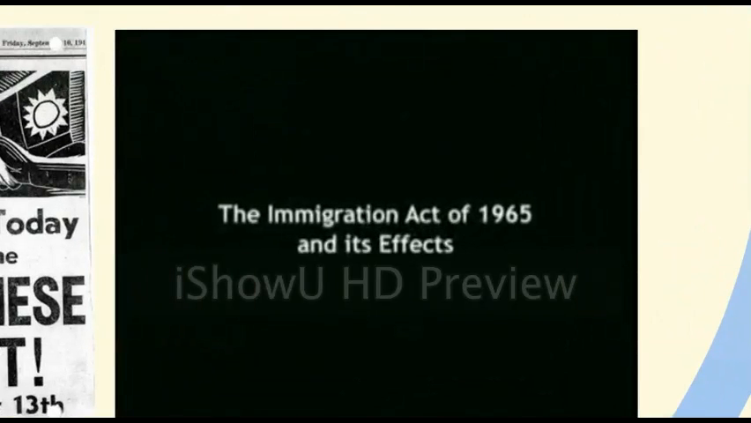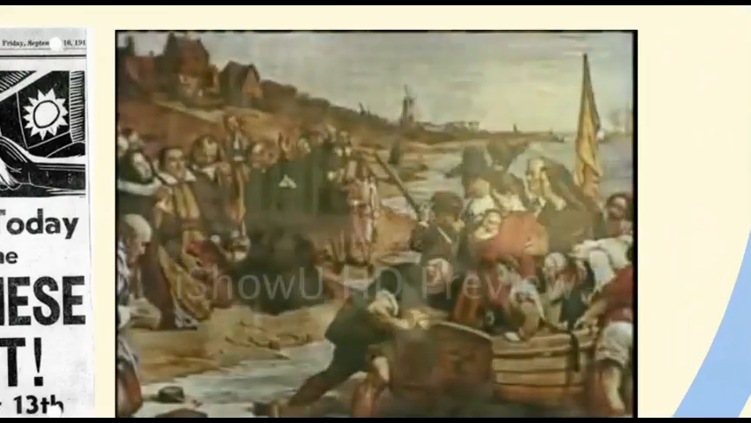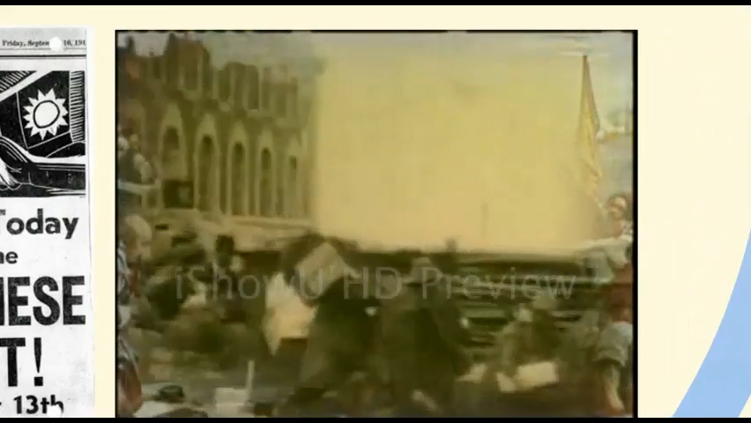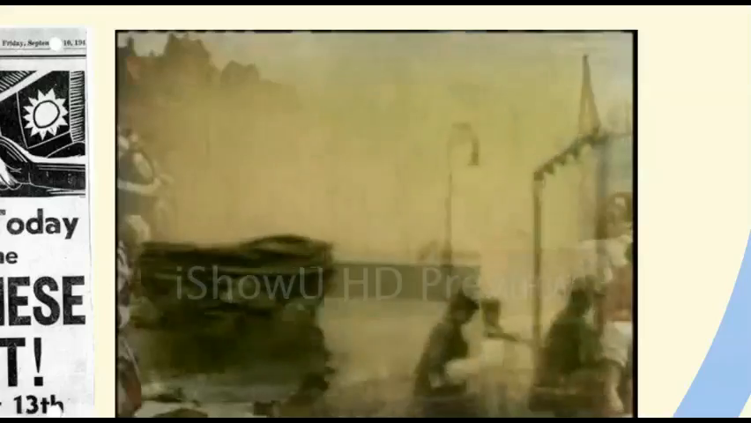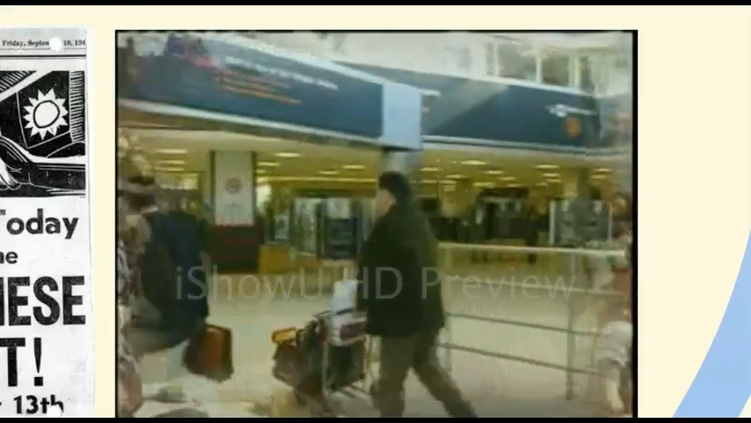America has always been a land of immigrants. A century ago, most came from Europe. But in recent decades, changes in immigration law have opened the nation's doors to a new wave of immigrants who once again changed the face of America.